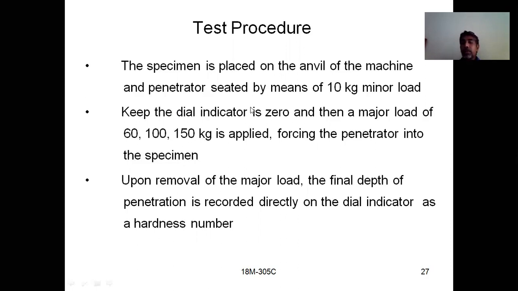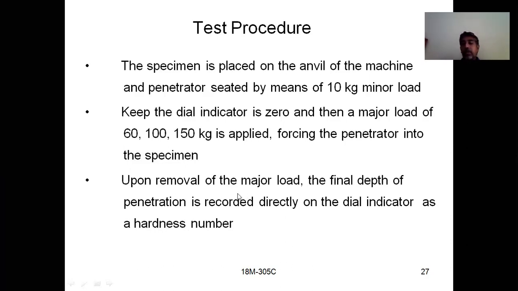And later what we have to do? We have to keep the dial indicator at 0 and then apply the major load like 60 kg, 100 kg, 150 kg, forcing the indenter into the specimen. So the penetrator or indenter, what will happen? It will enter into the specimen. Upon the removal of the major load, the final depth of the penetration is recorded.